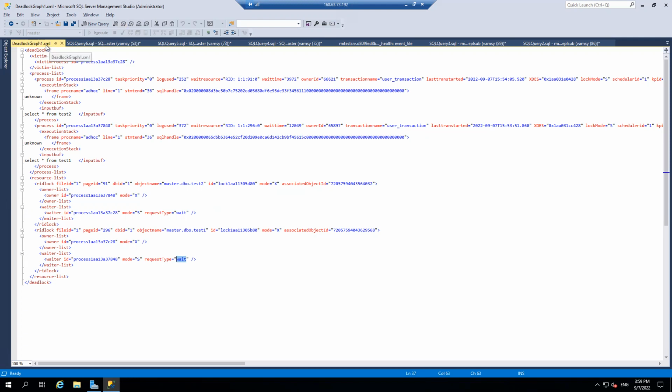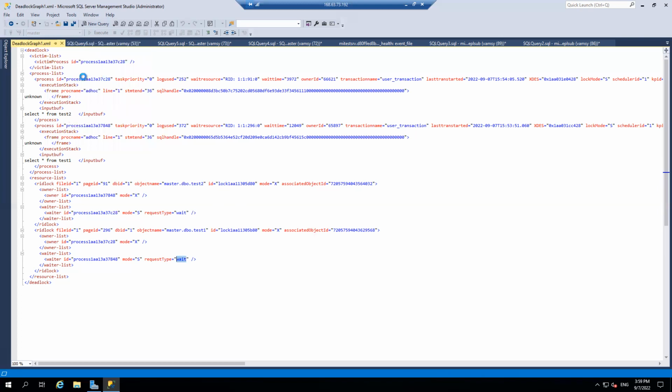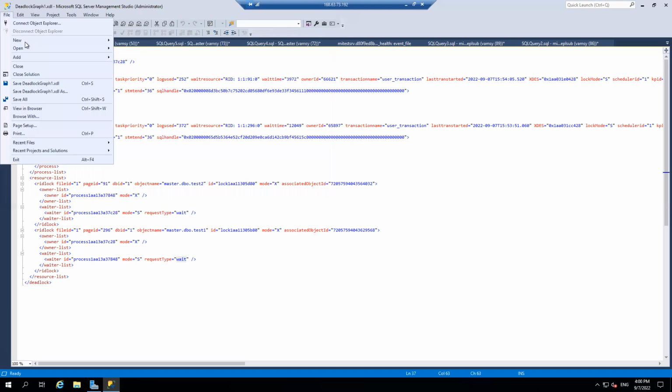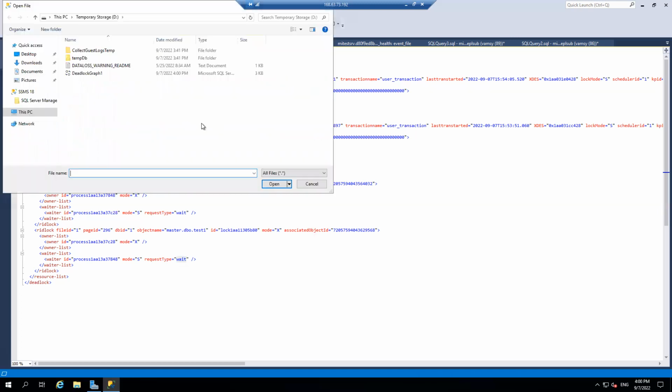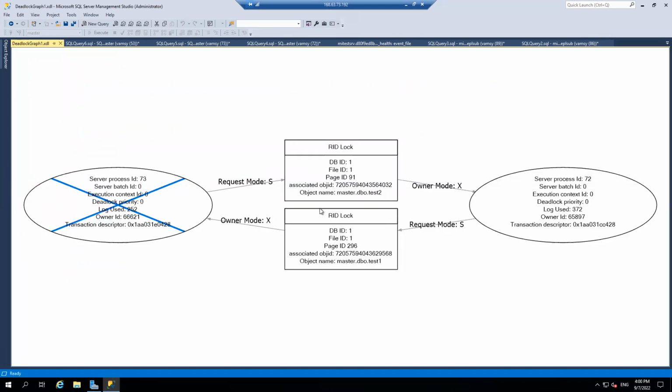If you want, you can save this. What is the type? XSD, if I'm not wrong. We need to save this if you want to view this as a deadlock graph. What is that format? I forgot that. XDL. Save deadlock graph as, wait a second. .xdl. XSD, right? XDL. XDL, okay. I forgot the format. I'll keep it on my D drive. Okay, and let's try to open that file. File XDL. Okay. It's already open. Do you want to close it? Yes. Okay, so that's how you'll get it.